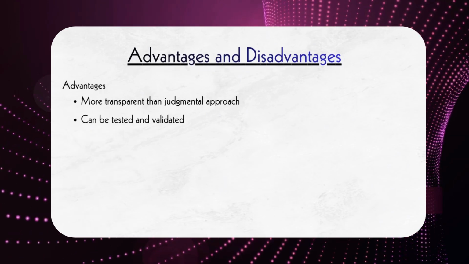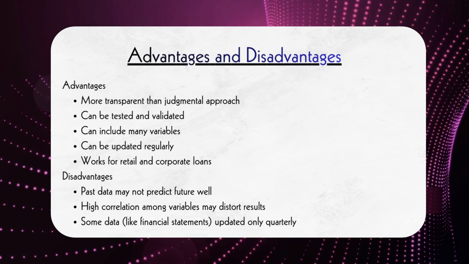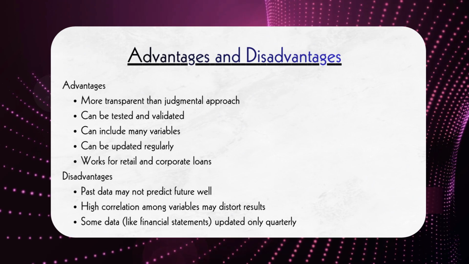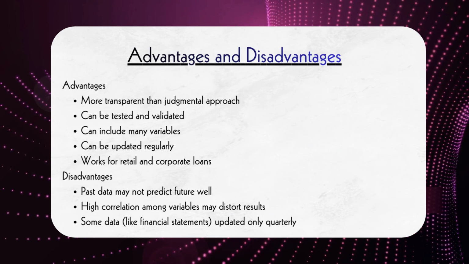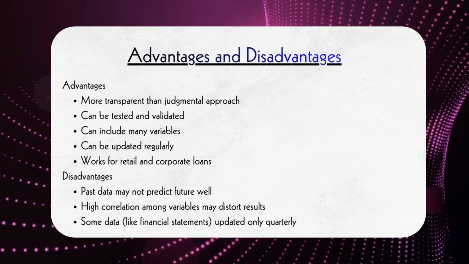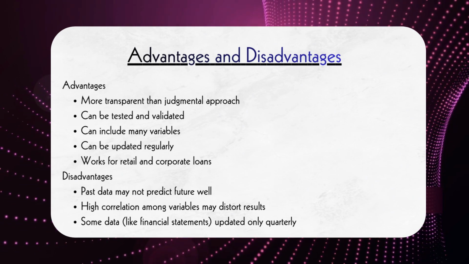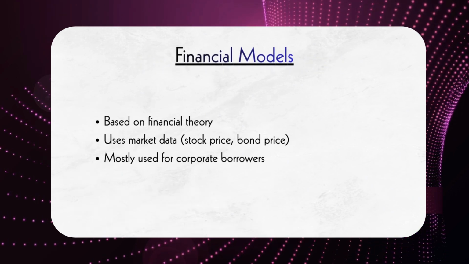The advantage of empirical models is that they are more transparent and can be tested and validated. They can include many variables and can be updated regularly. However, there are some weaknesses. Past data may not always predict future behavior accurately, especially during economic crises. Also, some financial data is only available quarterly, which may reduce accuracy.